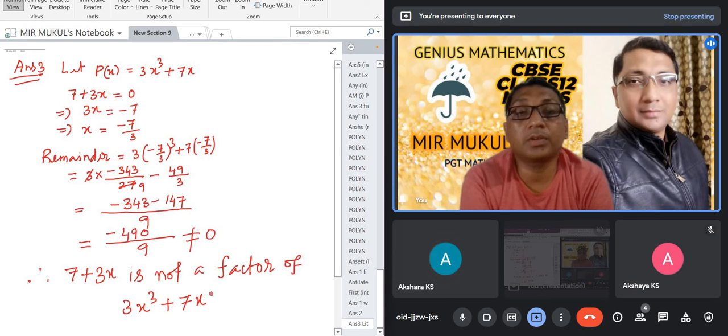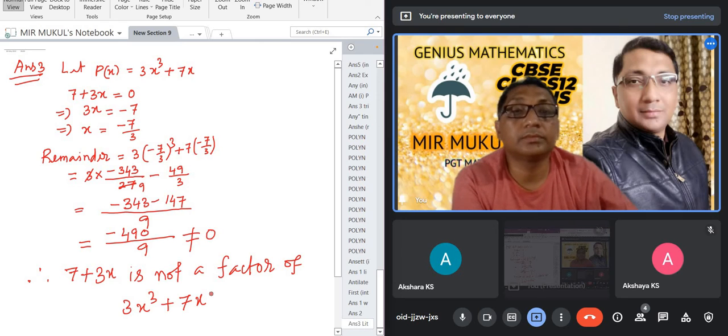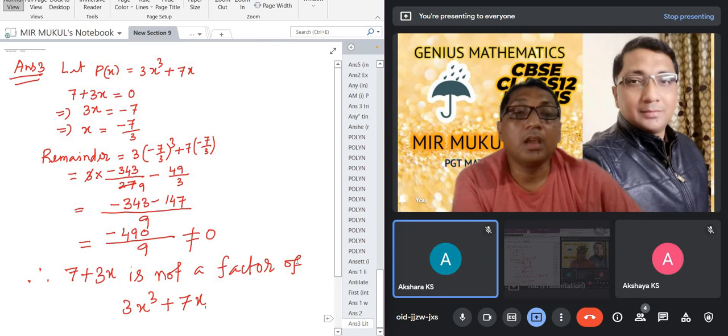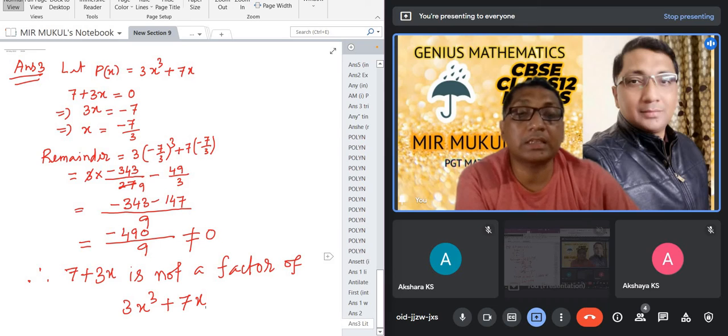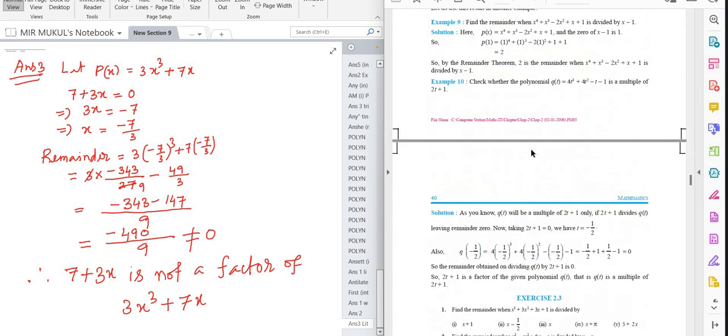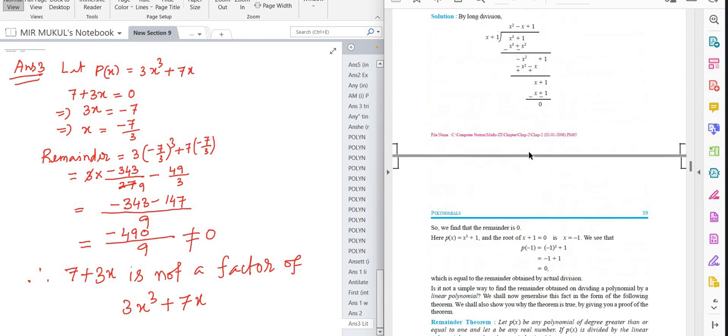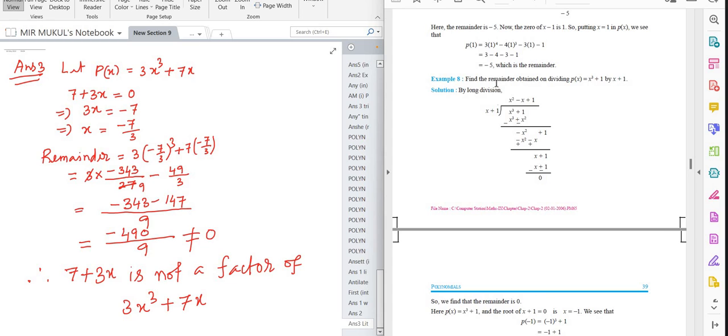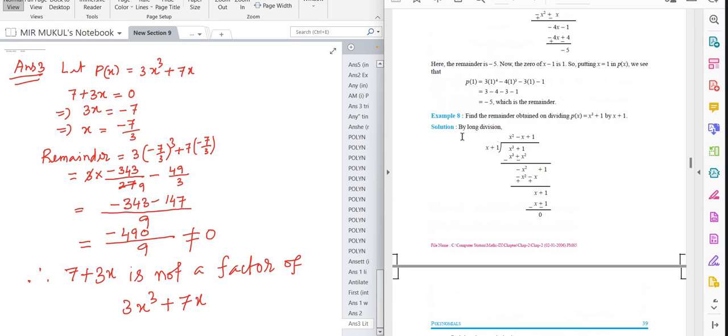Yes, sir. Understood clearly? Yes, sir. Okay, fine. So we have finished this exercise. When you are doing the exercise, we have only used the remainder theorem. So what about division? Find the remainder obtained on dividing this by x plus 1.